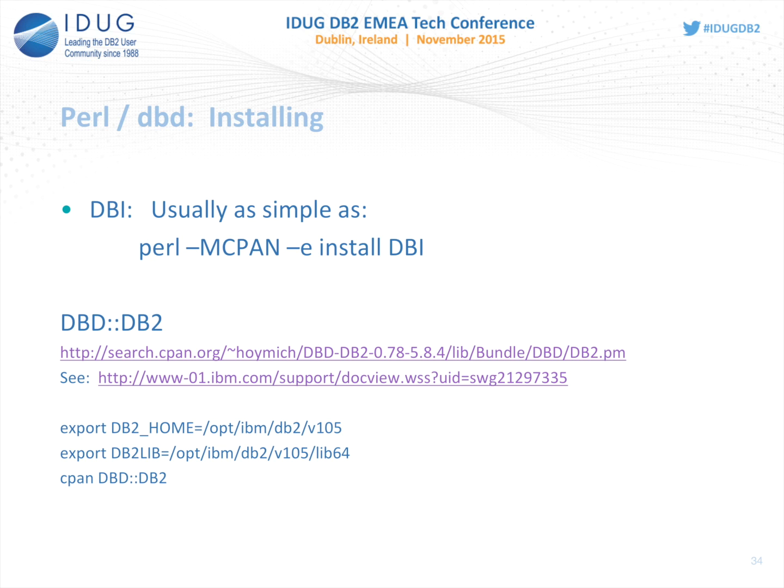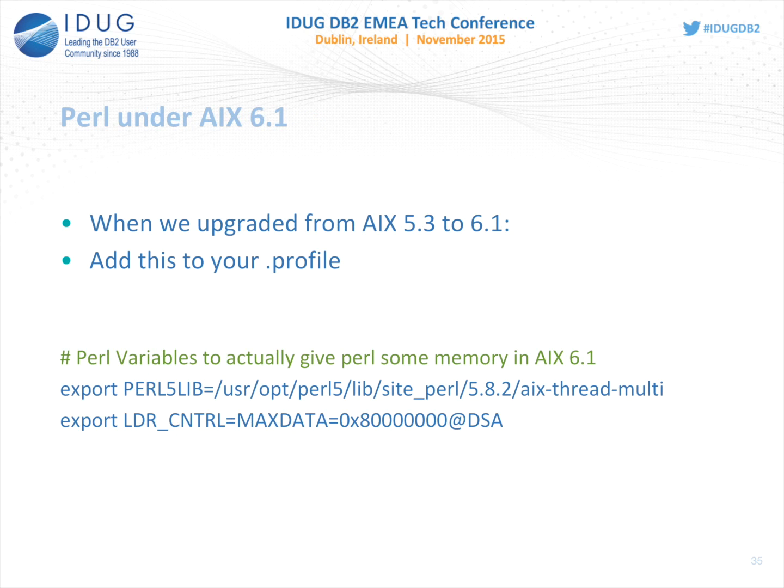So I wanted to point out, when we went from AIX 5.3 to 6.1, we encountered a little interesting feature in 6.1 that made the Perl process not have any memory. I mean, it had like 4K or something. And if you set this loader control variable to whatever this means, you get some memory. Found that out the hard way.